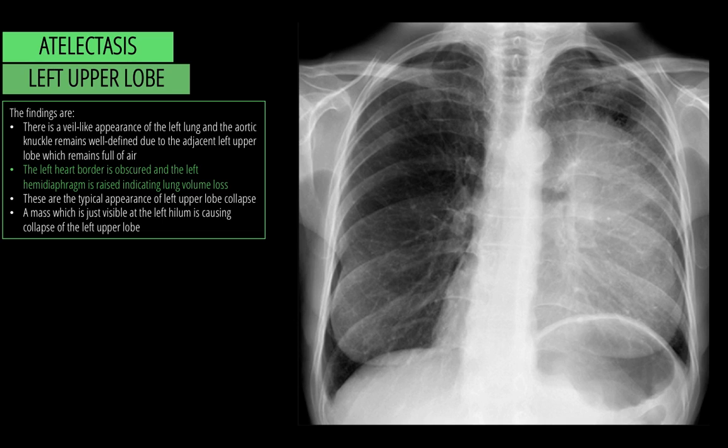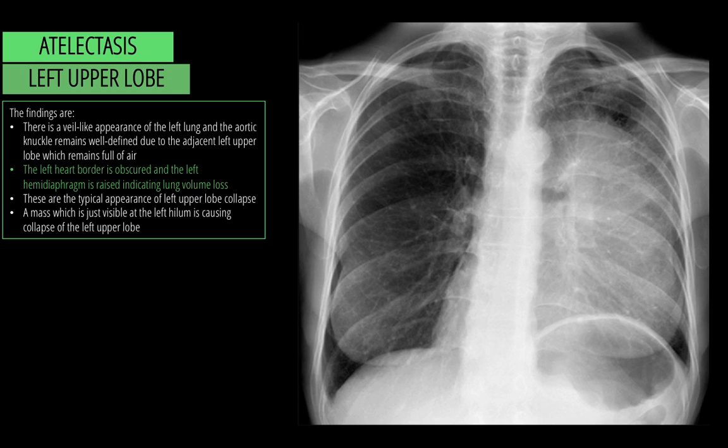So remember, the definition of atelectasis is going to involve reduction or loss of lung volume, which consolidation isn't. So automatically here we can see raising of the left hemidiaphragm. However, we can clearly see the continuality between the lateral and the medial aspects of the left hemidiaphragm paravertebrally to the spine. So if we look at this a little bit more closely, we have a veil-like appearance of the left lung due to the obscuring of the left heart border.